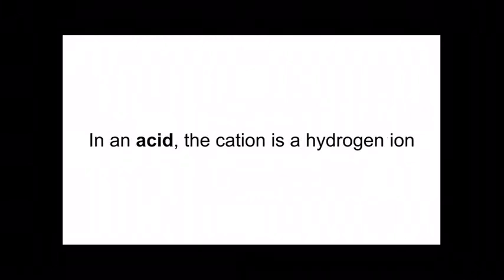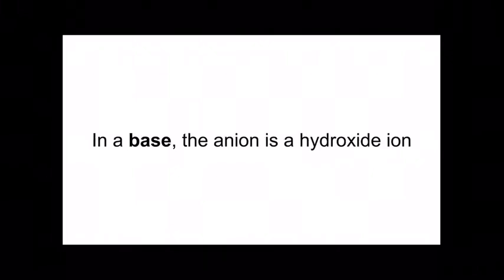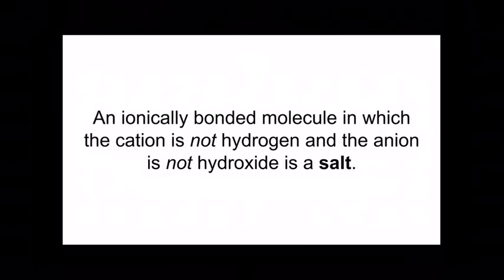More definitions here. In an acid, the cation is a hydrogen ion. Oh, this is just review. In a base, the anion is a hydroxide ion. Okay. An ionically bonded molecule in which the cation is not hydrogen and the anion is not hydroxide is called a salt. Okay, we've heard of salts. These are normal things. We have them on our food all the time, and there are other salts that are not on our food, but a salt is a molecule that's ionically bonded together. The two parts to it are ionically bonded, and there's no hydrogen and there's no hydroxide.